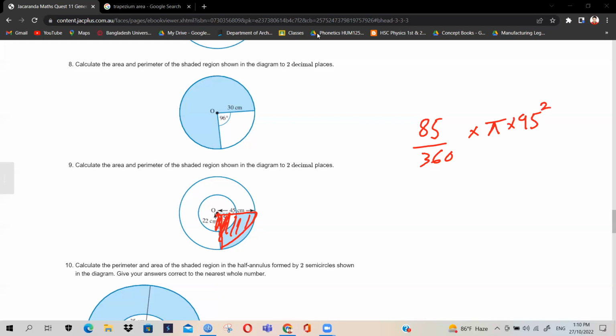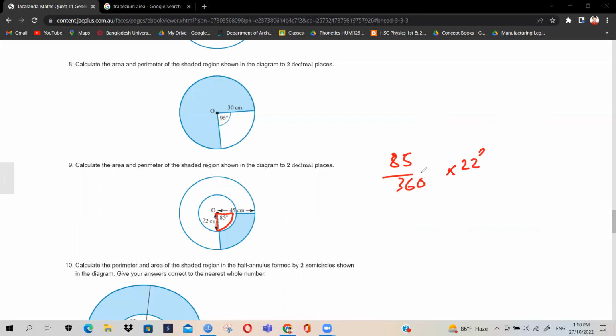And then what we do is calculate the area of this little portion. That would be 85 upon 360 times pi times 22 squared. Then subtract these values, so you will get the answer. That is what you did, right? Yes. Okay, so then no problems.